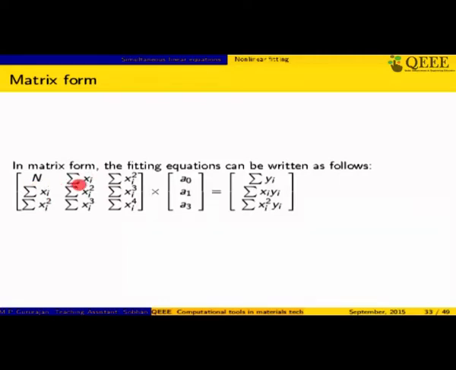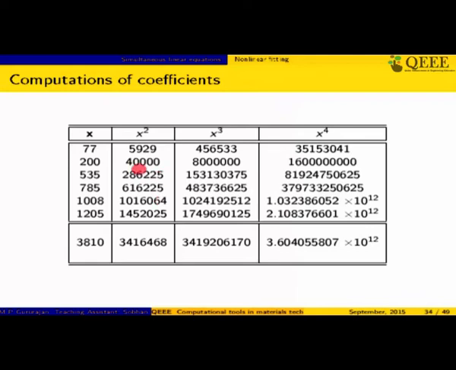So it is n and summation xi squared, summation xi squared, summation xi cube, summation xi squared, summation xi cube, summation xi power 4, etc. If you multiply this matrix with a0, a1, a2, then you get the right hand side, which is summation yi, summation xi yi, summation xi squared yi.